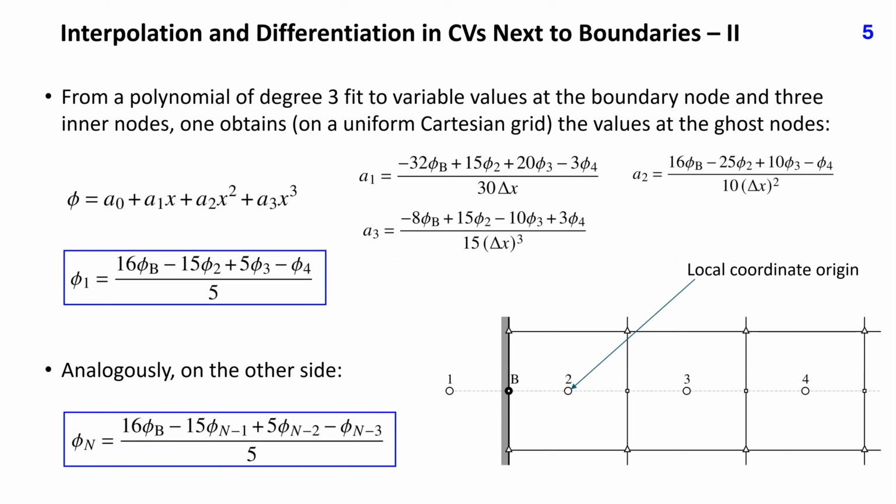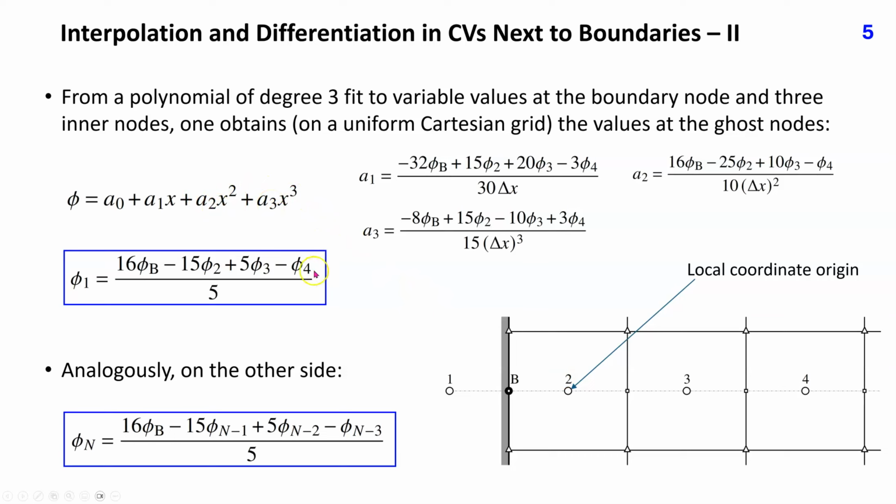Here are examples of extrapolation to ghost cell centers for the 4th-order polynomial fit. From a polynomial of degree 3, fit to variable values at the boundary node and 3 internal cell centers, one obtains on a uniform Cartesian grid the following expressions for the polynomial coefficients. The local coordinate origin is in the center of the cell next to the boundary. Now variable values at the ghost nodes can be easily obtained by inserting their local coordinates into the polynomial expression.